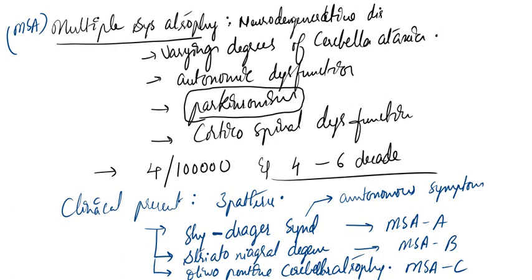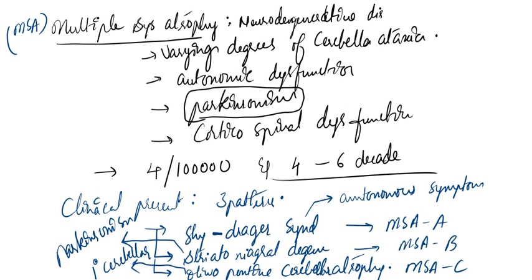Now, if the so-called MSA predominantly shows Parkinsonism features, then it will be denoted as striatonigral degeneration or MSA-B type pattern. Okay. Now finally, olivopontocerebellar atrophy. When will you call it? Obviously, if there is any sort of primary cerebellar dysfunction, then you will denote it as olivopontocerebellar atrophy or MSA-C type pattern. Okay. So these are the three patterns in multiple system atrophy.